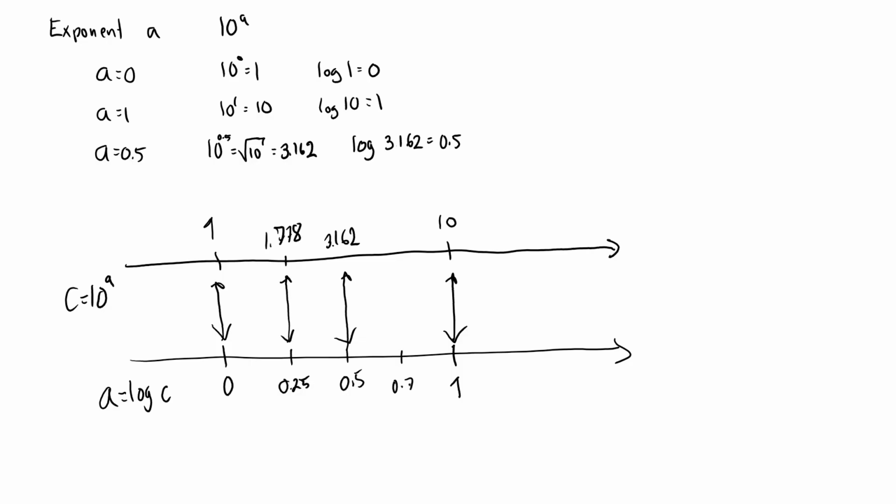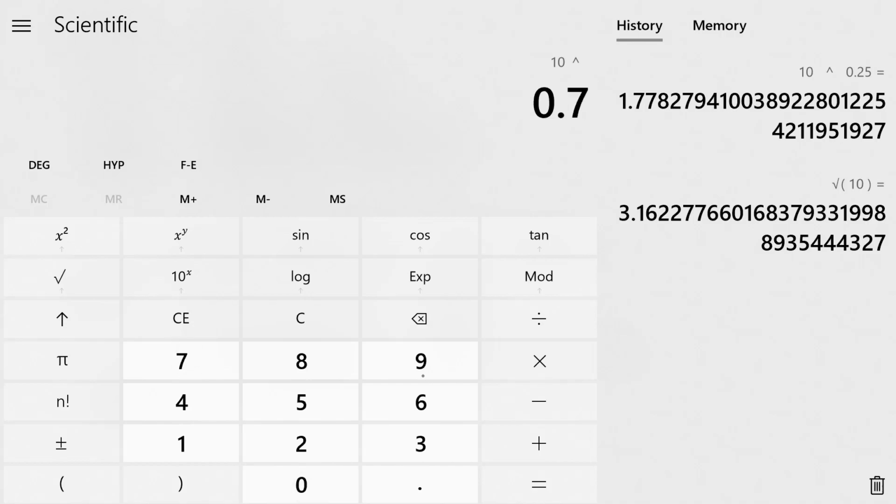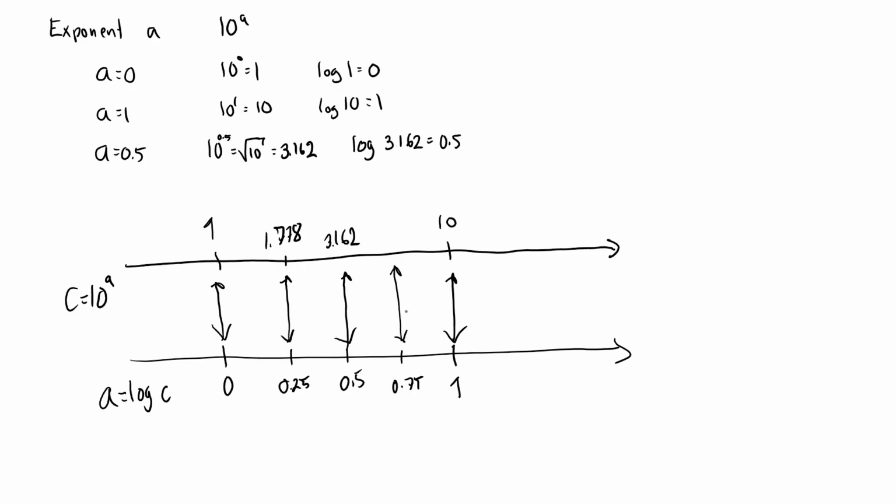10 to the 0.75 is equal to 5.623, and the common logarithm of 5.623 is equal to 0.75. The point now is that as I keep on filling out the lower real line with numbers between 0 and 1, I will fill out the upper real line with numbers between 1 and 10. This means that for every real number between 1 and 10 on the upper real line, there is a corresponding real number between 0 and 1 on the lower real line.